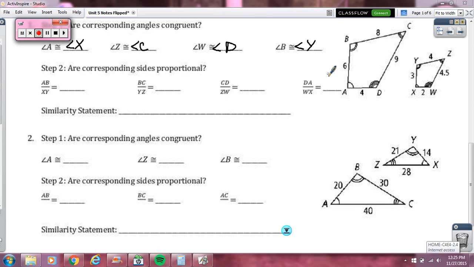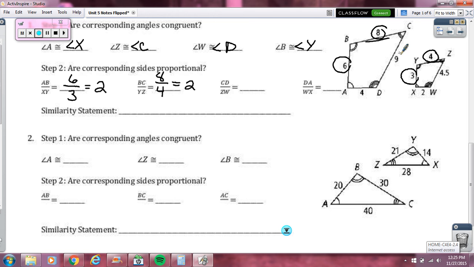Alright, so you probably got what the matching angles or congruent angles are, but now we want to check and see if the sides are proportional. So AB, for instance, is 6 units long. XY, the matching part on the other shape, is 3 units long. And when I simplify that fraction, I get 2. Now I'm just going to check and make sure that I get that exact same answer when I compare the other matching sides. So BC is 8, that goes with YZ, which is 4. And guess what? 8 divided by 4 also gives me 2.